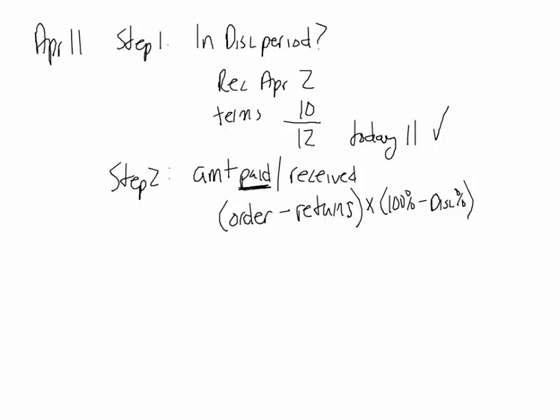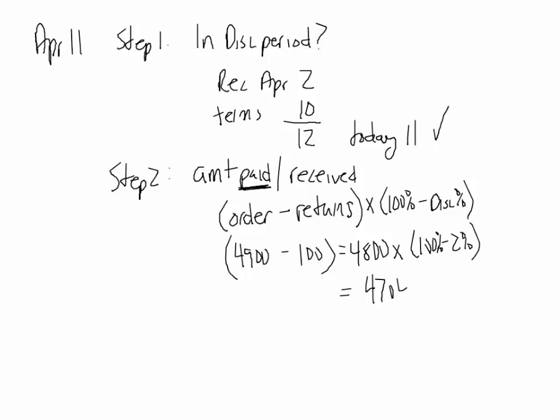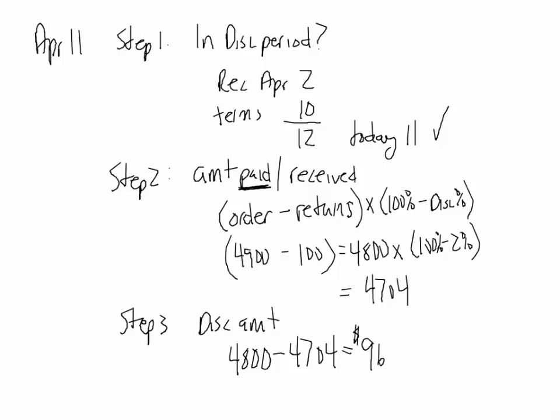If I do that, then I know I'm going to get the right amount that is going to be paid. So in this case, the order was $4,900. I subtract the $100, which gives me $4,800. I multiply this times 100% minus 2%, which is 98%. So this amount is going to be $4,704. And then step three, what's the discount amount? That's going to be 4,800 minus the 4,704, and that's going to be equal to $96.